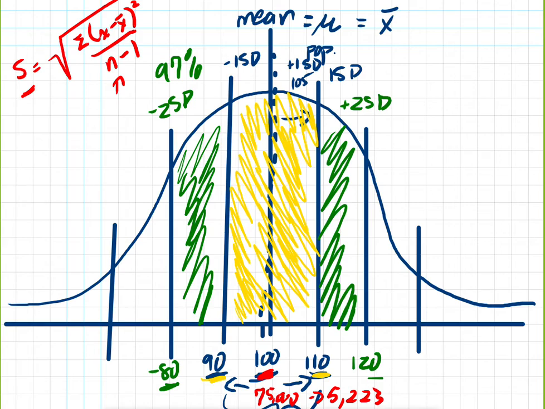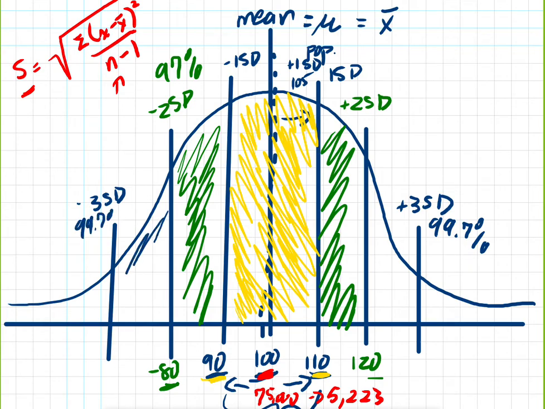And then if you go to 3, I don't think I remember this decimal off the top of my head, but 3 standard deviations, in the positive direction and the negative direction, I think it's 99.7% that falls under there.